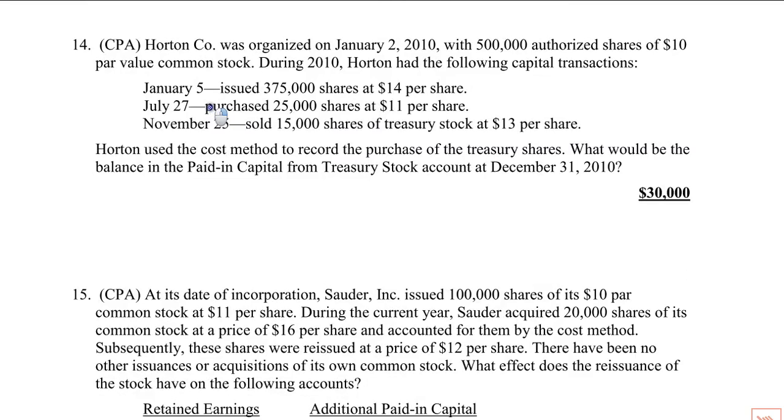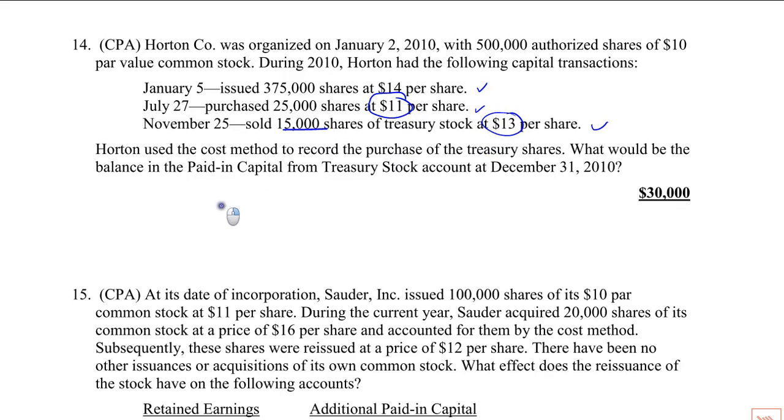Now let's go to treasury stock in number 14. They issued shares, they purchased shares, they sold some of those shares. What would be the balance in paid in capital treasury stock? All right, so the first thing to notice is they show you the issuance just as a way of telling you that the beginning balance was zero. Okay? So they purchased the shares at 25,000 or 11 per share. They sell 15 at 13. So that's good. They bought low and then they sold high.